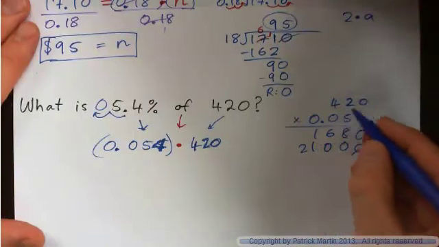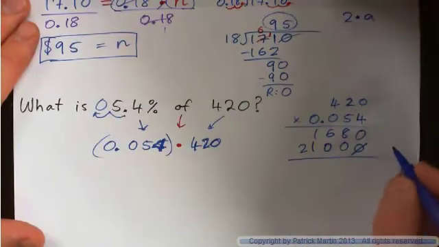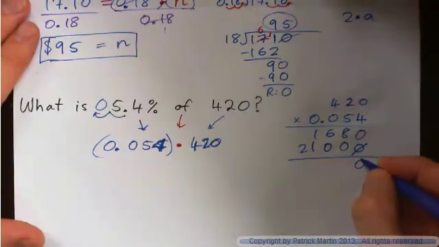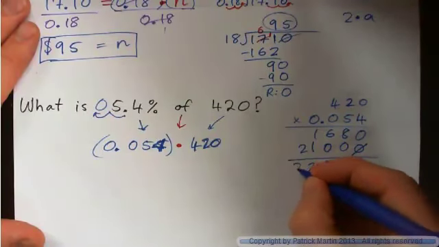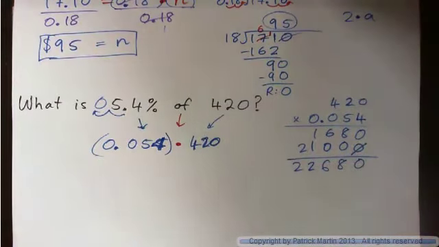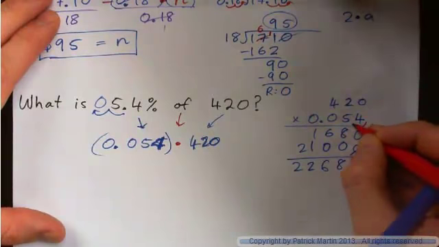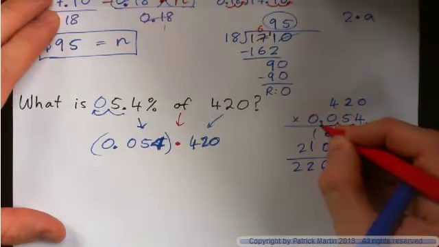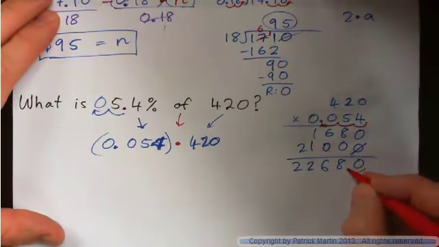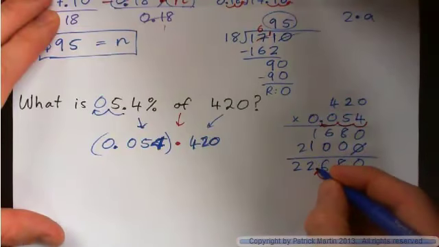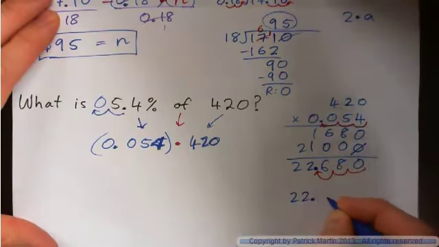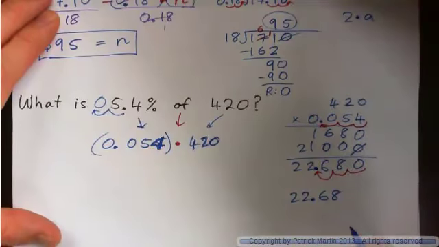And then multiply by these zeros. Let's not bother with that. 0 and 0 is 0. 8 and 0 is 8. 6 and 0 is 6. That makes 2. That makes 2. How many decimal points in the question? 1, 2, 3. So how many in the answer? 1, 2, 3. Need to put it here. So 22.68 would be the answer there.